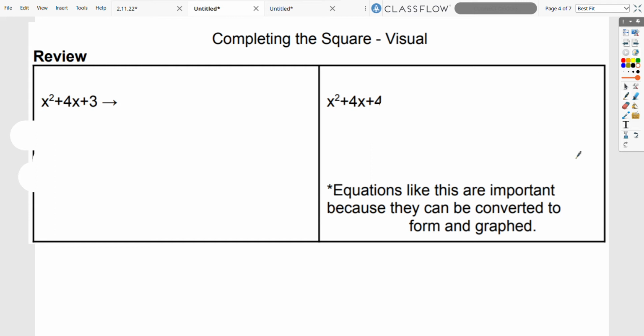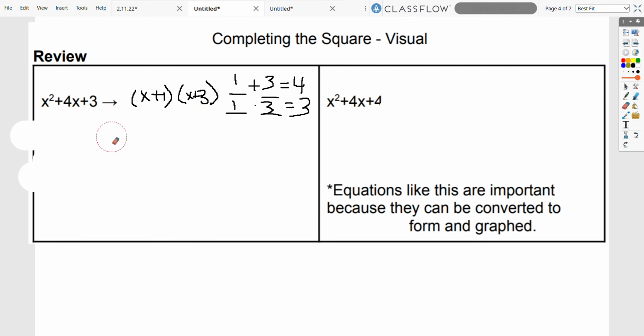In this lesson, we will be going over the visual representation of something called completing the square. Completing the square is just another math mechanic, kind of like factoring. Let's review how we would factor x squared plus 4x plus 3. We have to find two numbers that add up to the middle number and multiply to 3, and we know those two numbers are 1 and 3. That gives us x plus 1 times x plus 3, correct?